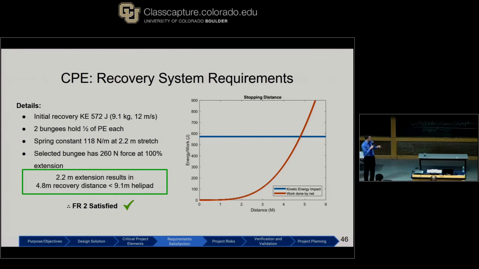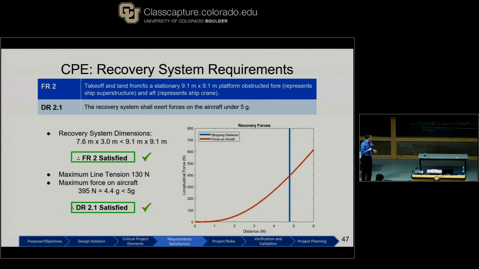The recovery system requirements are to capture the aircraft at 572 joules of kinetic energy, factoring out because of our 9.1 kilogram mass at a 12 meters per second approach speed. Each of the bungees holds 1/2 of the potential energy once the kinetic energy has been stopped. That factors out to a 2.2 meter extension and a 4.8 meter total recovery distance, satisfying functional requirement 2 by keeping it under 9.1 meters.